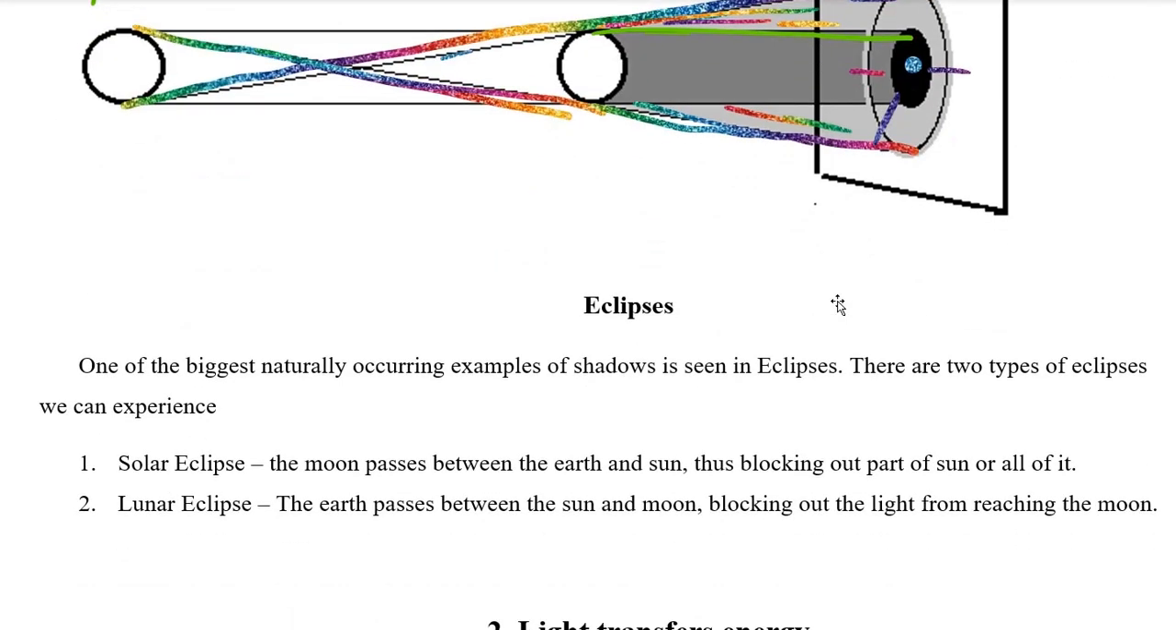Eclipses, one of the biggest naturally occurring examples of shadows, are seen in eclipses. There are two types of eclipses that we can experience. We have a solar eclipse, where the moon passes between the earth and the sun, thus blocking out part of the sun or all of it. And then we have a lunar eclipse, when the earth passes between the sun and the moon, blocking out light from reaching the moon.